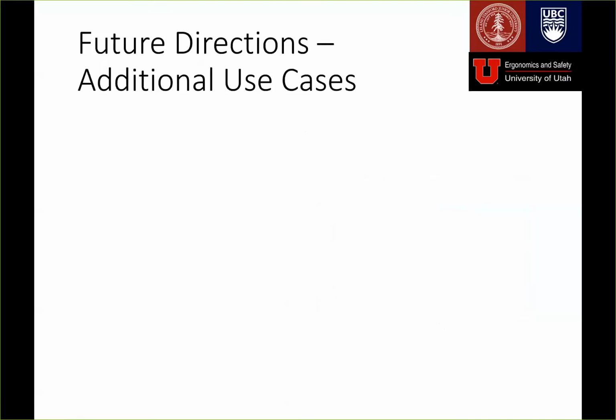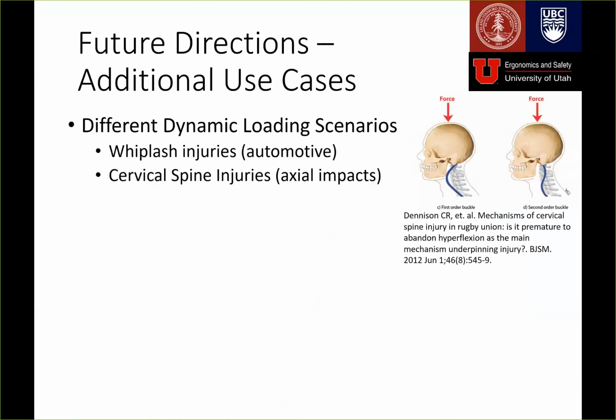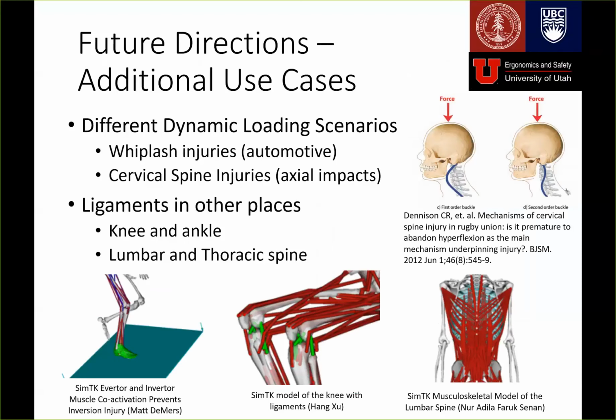While we have primarily used the rate-dependent ligament models to study direct impacts, we could extend the model to simulate whiplash injuries in automotive impacts or cervical spine buckling in axial loads. The rate-dependent ligament can also be extended to model important ligaments throughout the body, such as the knee and ankle or the lumbar and thoracic spine.